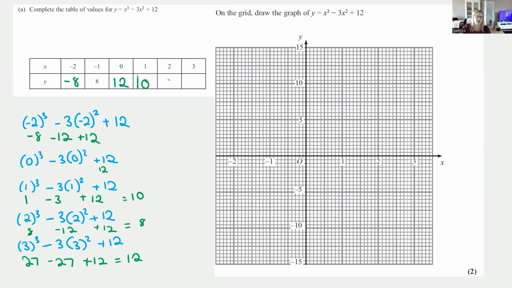So we've got 8 and 12. So even though they were quite weird numbers as you're going through, they actually gave us a similar pattern. I'm going to write my answers up there. That was just 0 minus 0 plus 12 equals 12. So now we go to plotting them.